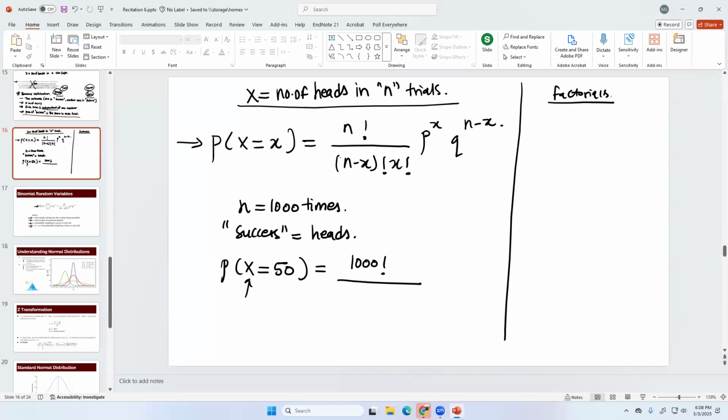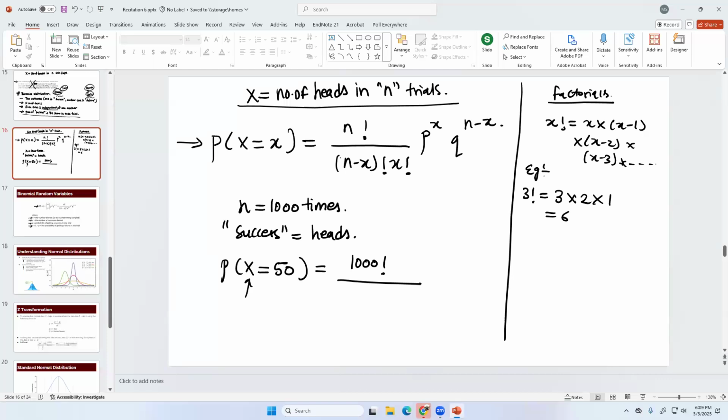So factorials are like this. x factorial is x times x minus 1, times x minus 2, times x minus 3, times dot dot dot. For example, 3 factorial is 3 times 3 minus 1, which is 2, times 1, so 6.